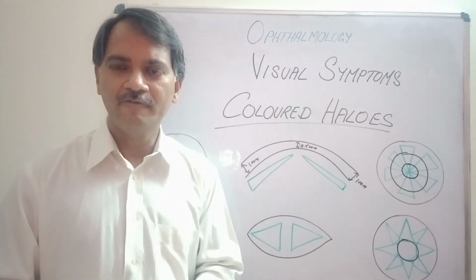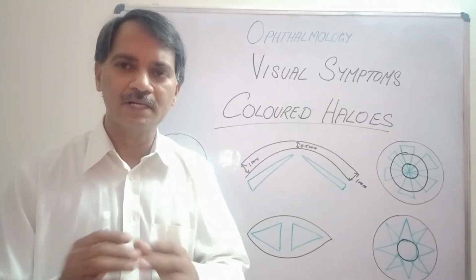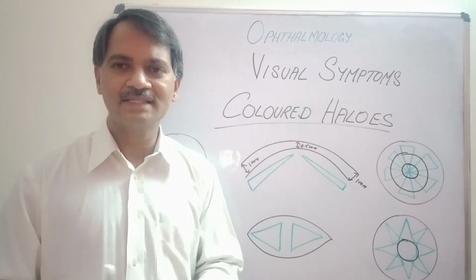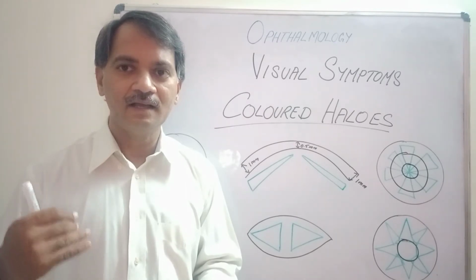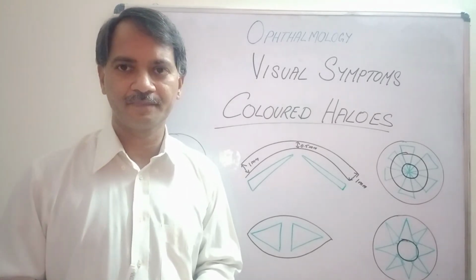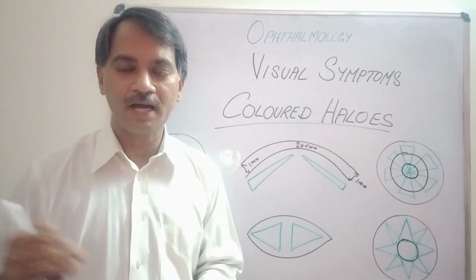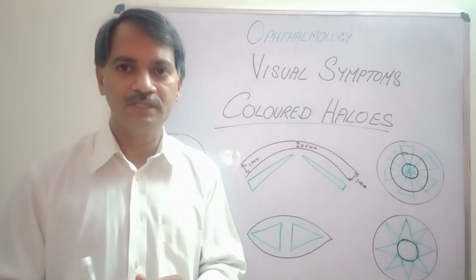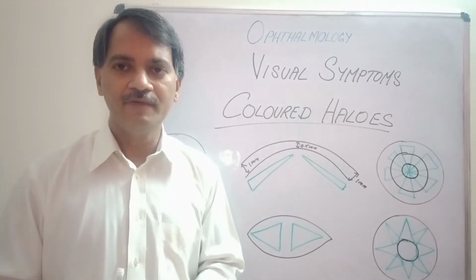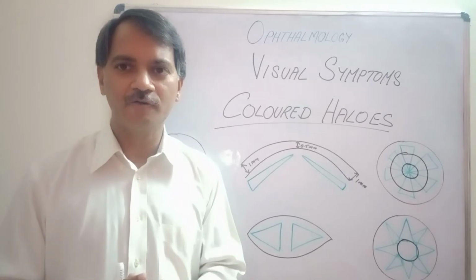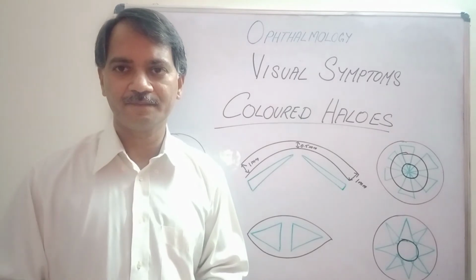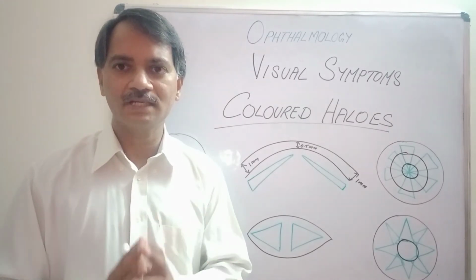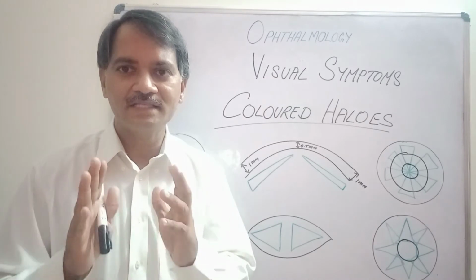Colored halos will be appreciated by a normal person when he is standing in the dark and looking at a very bright light some distance away from him. These light rays, when they pass through a dilated pupil, because the person is standing in the darkness, will lead to appreciation of colored rings around the white light. So a normal person can appreciate colored halos in such a situation.